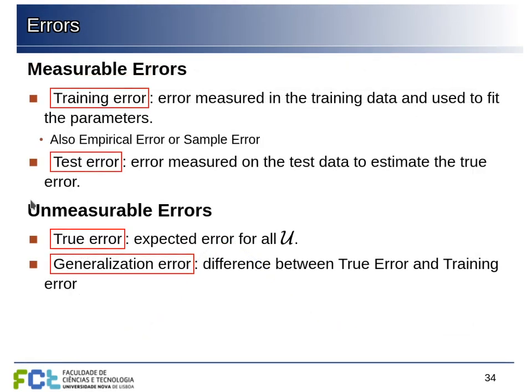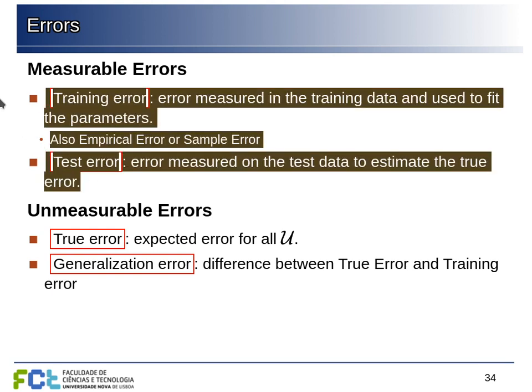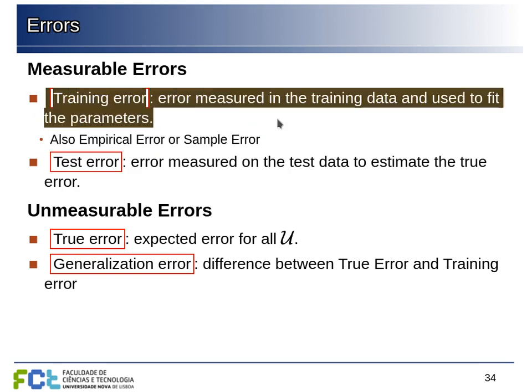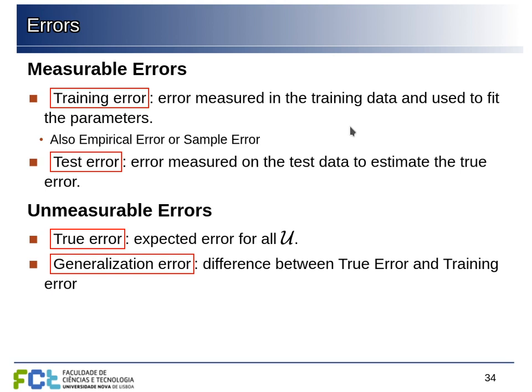So we can consider these two measurable errors so far. The training error, which is the error measured on the data that we are using to fit the parameters. This is very biased because we are adjusting everything to minimize this particular error. And then the test error, which is measured outside the training data and is used to estimate the true error. And this gives us an unbiased estimate of the true error because we are not doing anything with this test error. We are not choosing anything based on that value.